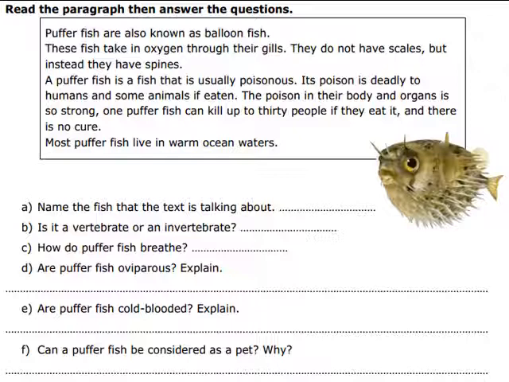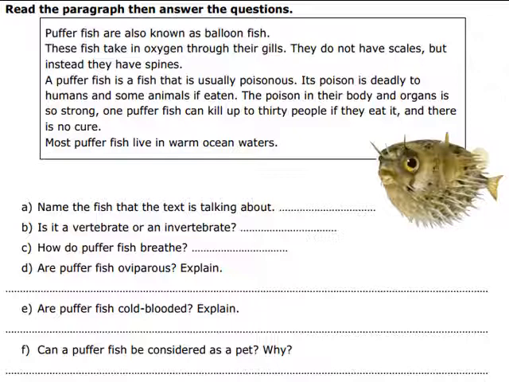Please raise your hand to give the answer. Name the fish that the text is talking about. Hala. Pufferfish. Give me another name for this fish. Serene. Balloonfish. Is it a vertebrate or invertebrate? Jude, what do you think? Vertebrate because it's a fish, so it has a backbone.